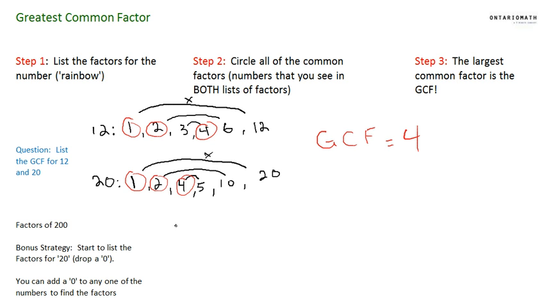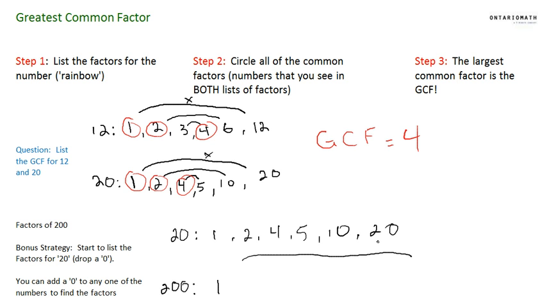So for 20, we had 1, 2, 4, 5, 10, and 20. So you can add a 0 to any one of the numbers to find the factors of 200. So for example, 200 could be 1 times, instead of 20, I'm going to write 200. I'm adding a 0. 2 times, well, instead of 10, I'm going to write 100. I add a 0. 4 times, instead of 5, I'm going to add a 0, so 50, and so on and so forth. So that might help you solve for larger numbers like 200.